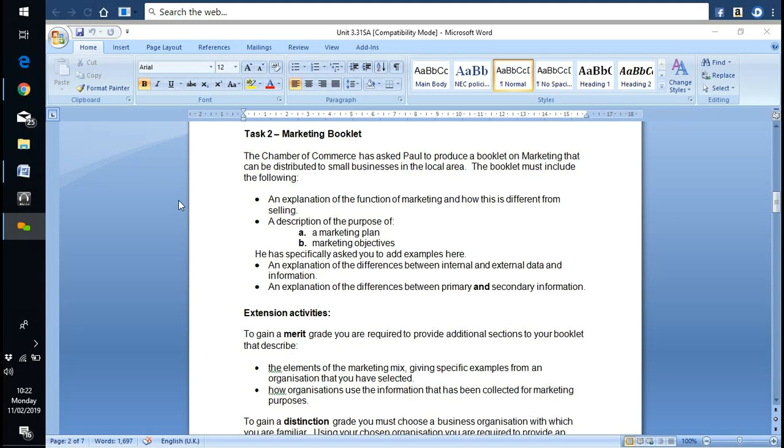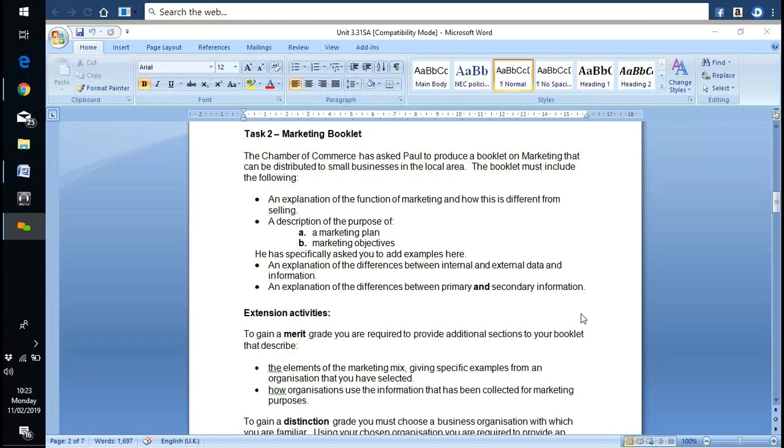An explanation of the difference between primary and secondary information. That is similar to when you do research. Primary information is information that you get yourself, and secondary information is information that you pick up from other data, from elsewhere. From reading, from books, from magazines, whatever. Yeah.